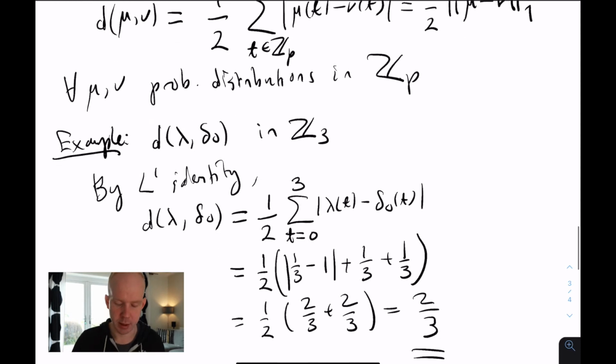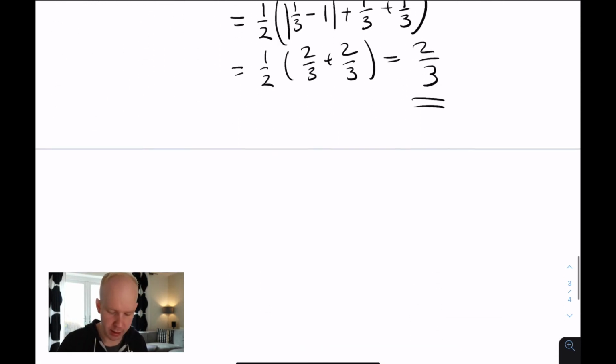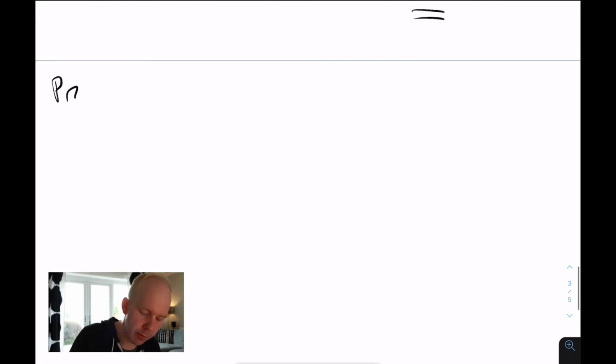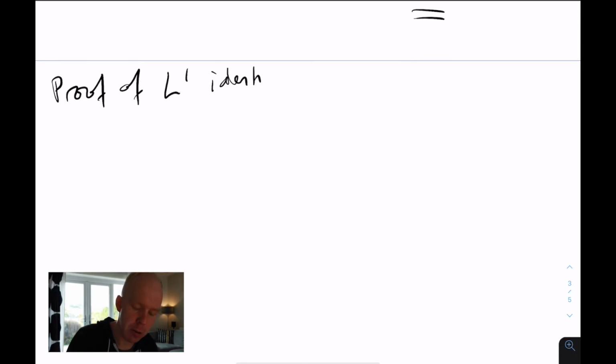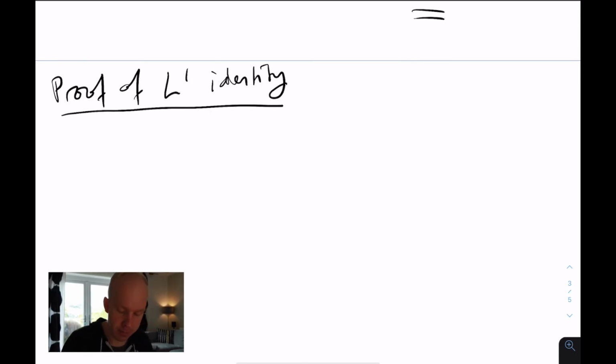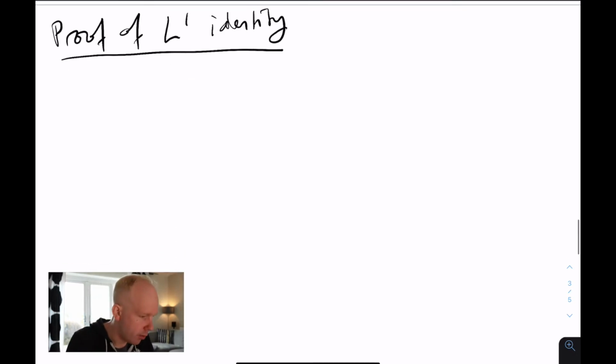So let's start the proof of the L1 identity. So the proof of L1 identity. Okay, so if the proof is in the lecture notes, you can see that there are basically 4 steps in the proof.